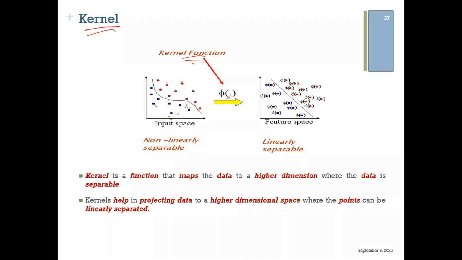So with the appropriate kernel function, this data set can be transformed to make it look like something that becomes linearly separable. So this kernel is a function that maps the data to a higher dimension, where the data is now becoming separable. It helps in projecting data to a higher dimensional space, where the points can be linearly separated.